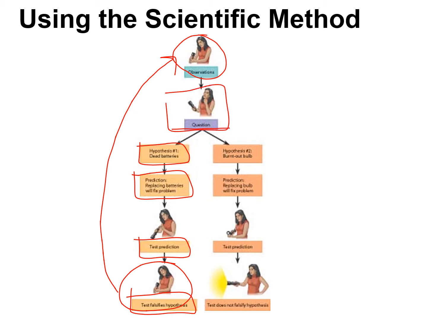The flashlight still doesn't work, so a new hypothesis would be it's not the batteries, it's a burned out bulb. So the prediction is if you replace the bulb, then that will fix the problem. So you test it out, you replace the bulb, the flashlight works, and now your data supports your hypothesis. So the scientific method is actually also, in regular life, a problem-solving method.